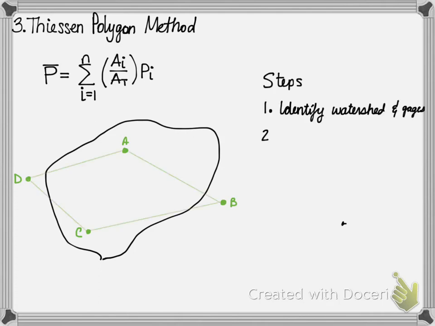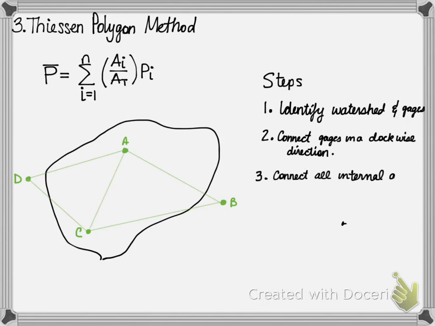First, we need to identify the watershed. Next, you need to connect all the gauges in a clockwise direction with a dashed line as shown. Next, connect all internal gauges to each other. On occasion, there may only be one internal gauge.